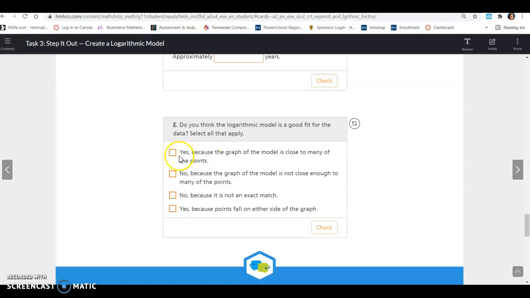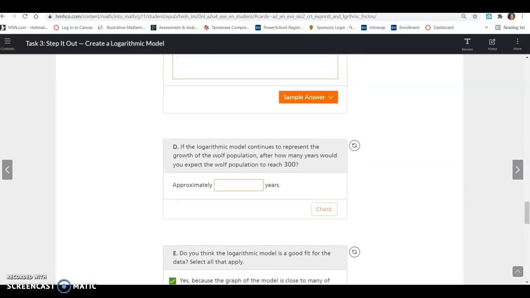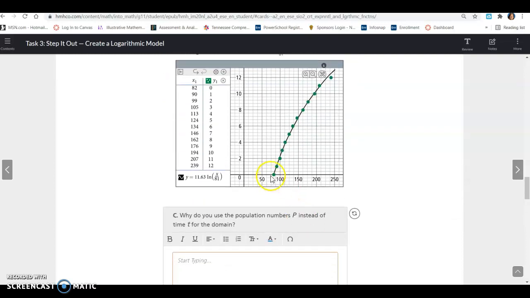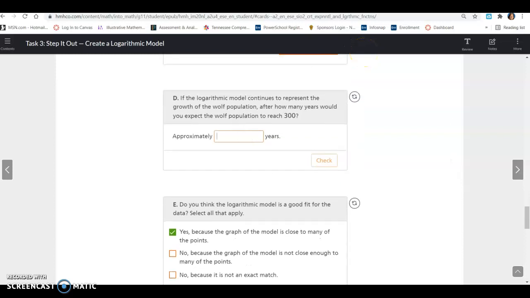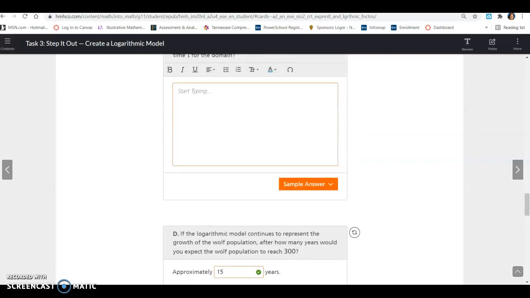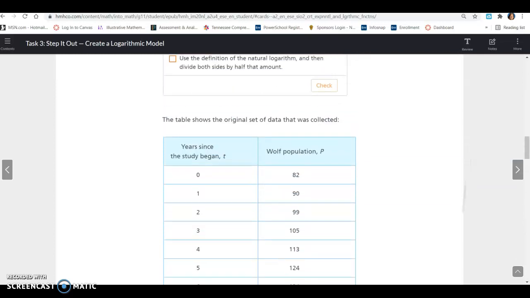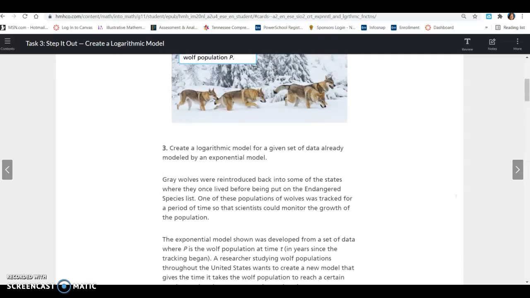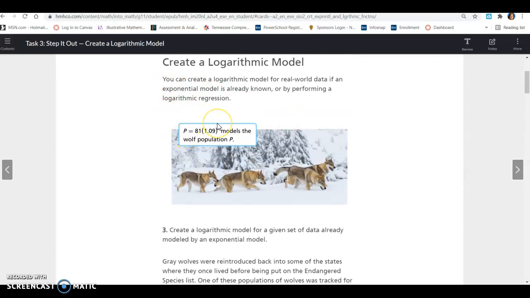I would say yes, it follows close to many other points, and yes, it has points on both sides. So let me see. Let's just kind of guess here and see if this goes up. This is at 239 at 12 years. I would say probably close to 15 years. Let's just take a guess. And 15 years is a reasonable guess. So again, to find the exact number here, you just have to take the 300 and plug it in for P and then solve for T.